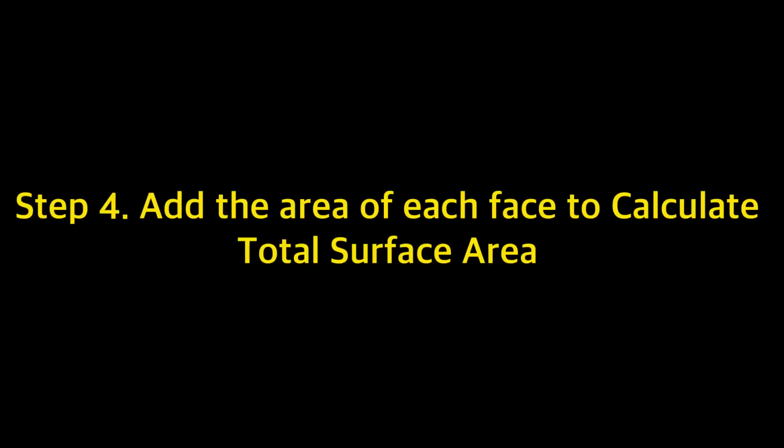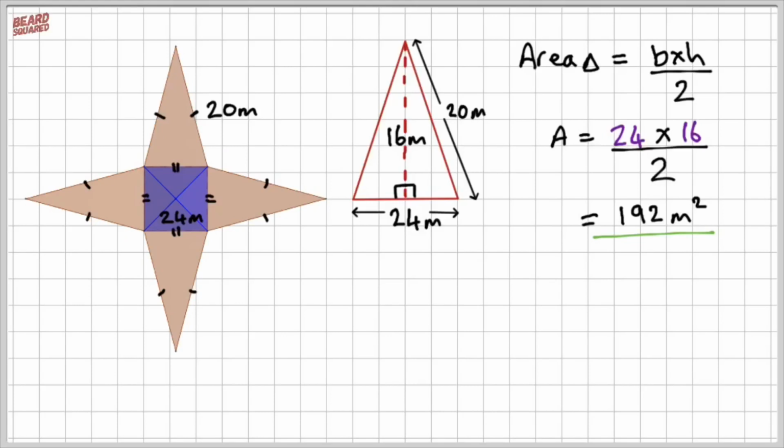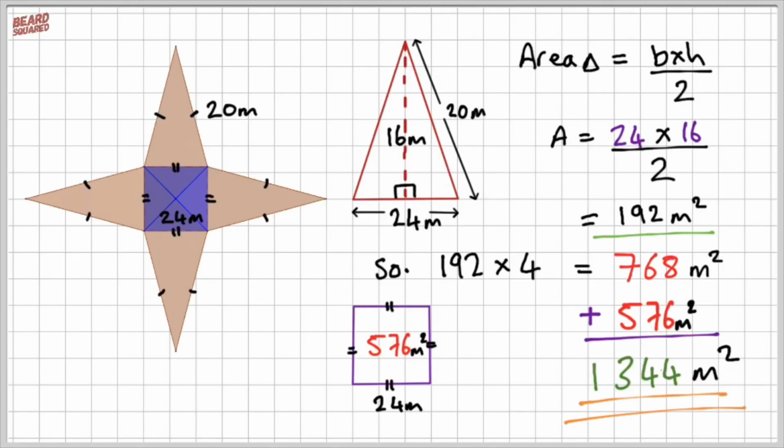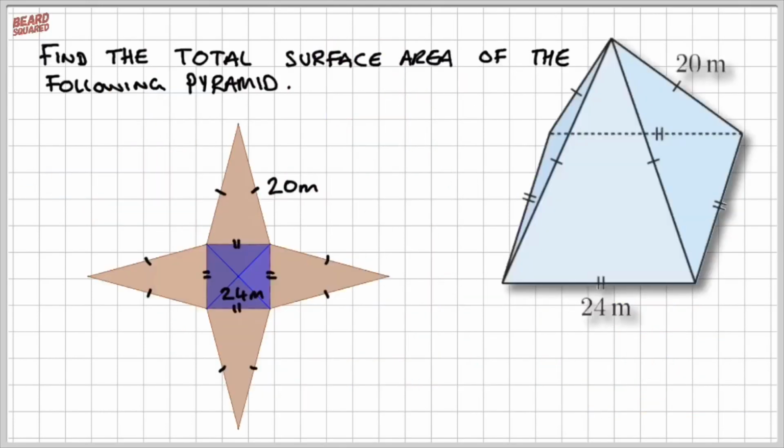So the fourth and final step is to add all the surfaces of the pyramid to work out the total surface area. Now I know that I have 4 triangles, so I can take 192 and multiply it by 4 to get 768 meters squared. And remember that we had that base, which was 24 by 24. That gave us a total area of 576. So if I add those two together, I would get a total surface area of 1,344 meters squared.